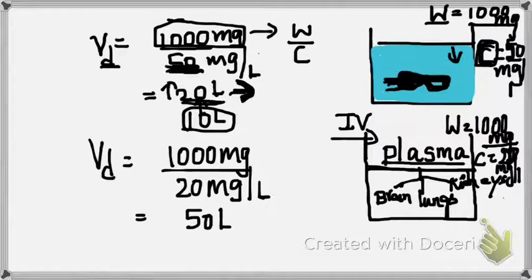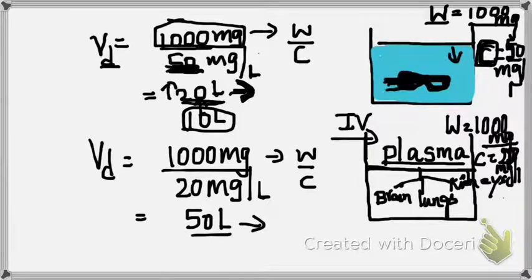Let us find out the volume of distribution. It equals 1000 mg of drug, which is the weight, divided by the concentration of the drug in the plasma after it reaches the steady state, which is 20 mg per liter. So, the volume of distribution is 50 liters. Why are we finding the volume of distribution? It has nothing to do with the actual volume of the body or its fluid compartments. We are not finding it to see how much fluid is present in the body compartments. It is used to find the distribution of the drug within the body.